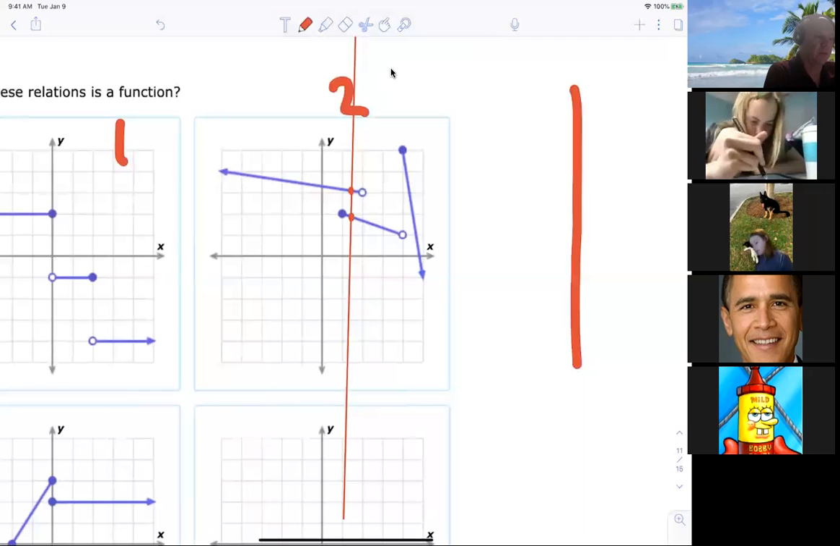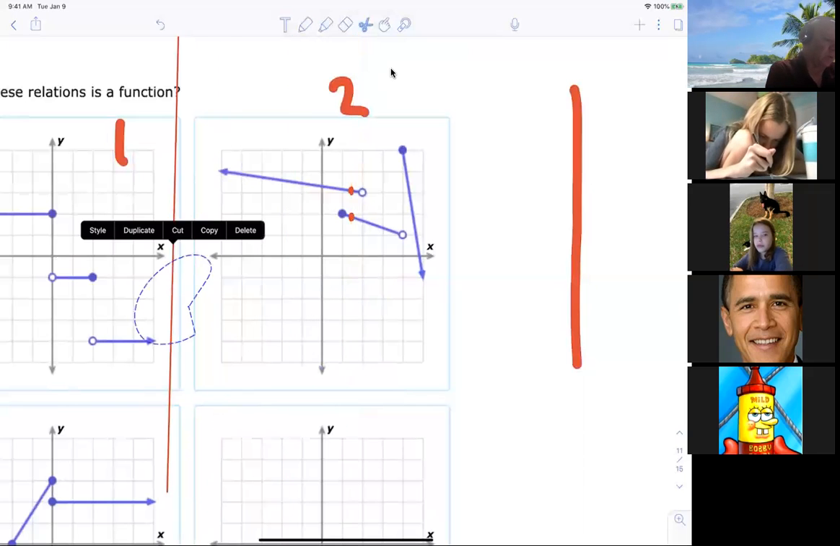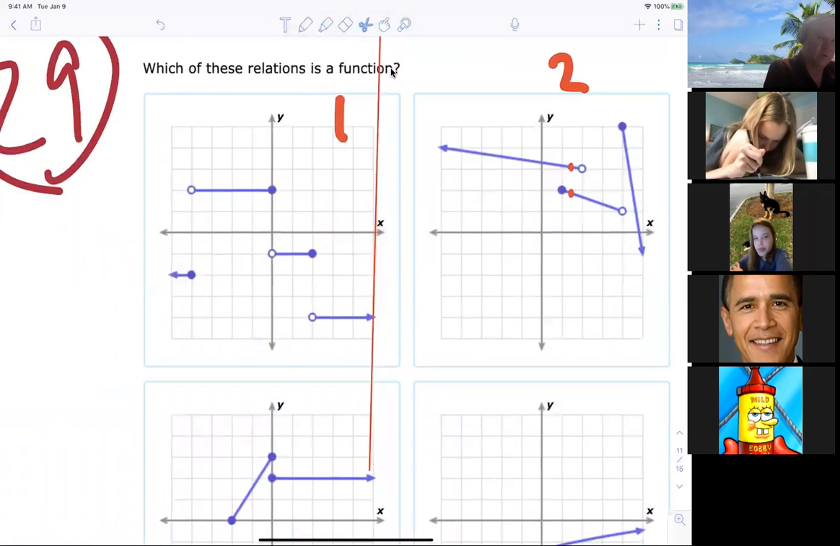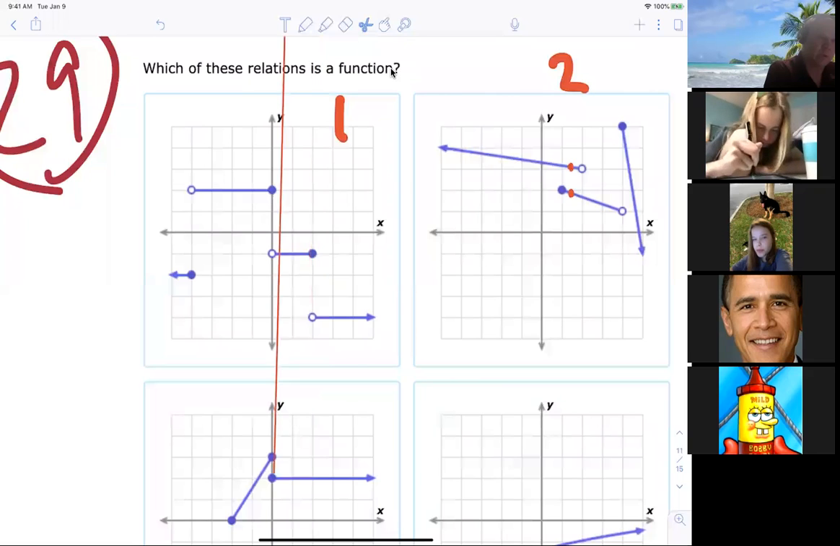Okay. You see how 2 is not a function, so put a big X on that. Now, some of you said 1, so I'm going to jump to number 1. As I move it over, does it touch at more than one spot?